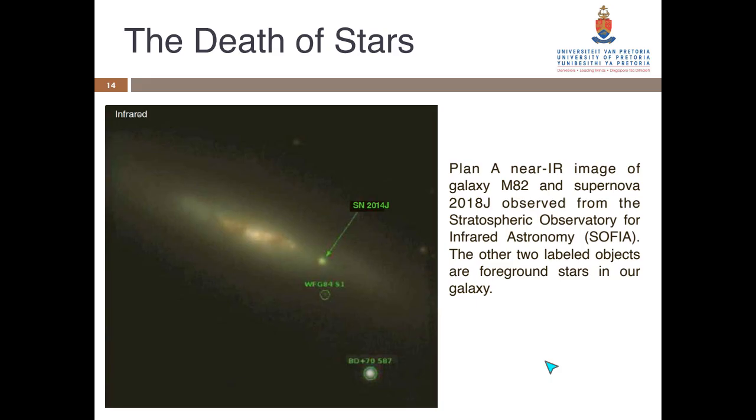A near-infrared image of galaxy M82, Messier 82, and supernova 2018J, observed from the Stratospheric Observatory for Infrared Astronomy, SOFIA. The other two labeled objects are foreground stars in our galaxy.